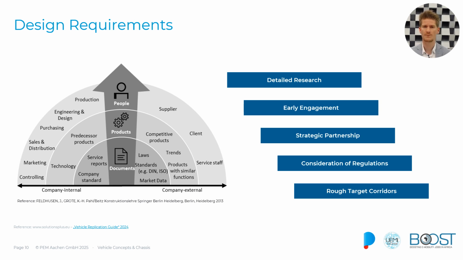Requirements can come from all different sorts of areas, which is shown by the figure on the left-hand side. On the left of this figure, we see the internal requirements, and on the right, we see the external requirements. The vertical axis gives us the way the requirements are presented. So this might be either by documents, products, or actually people.